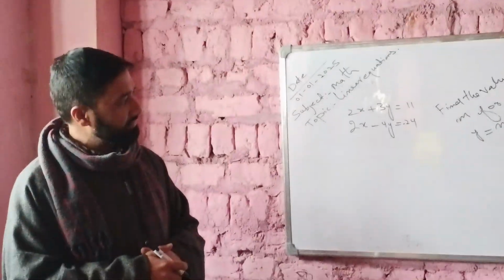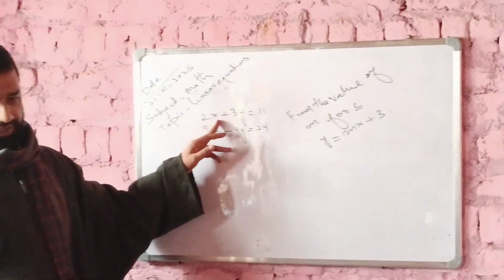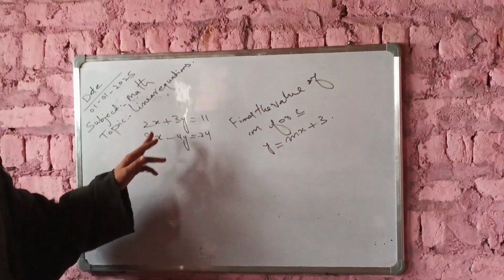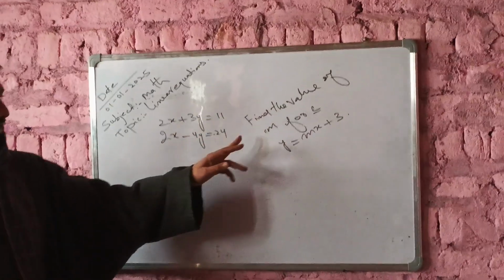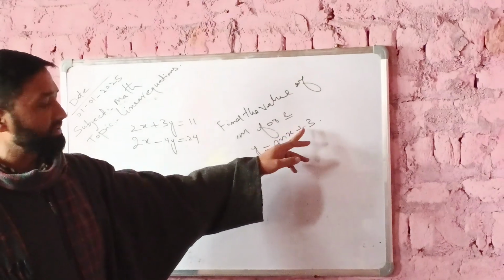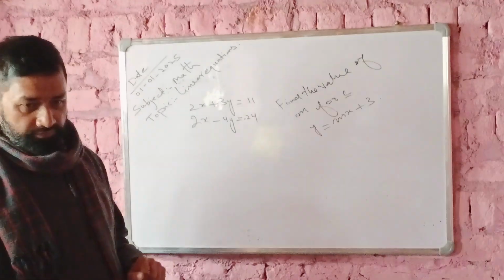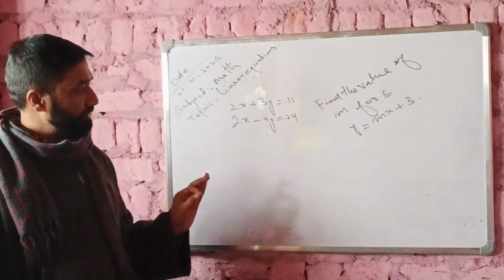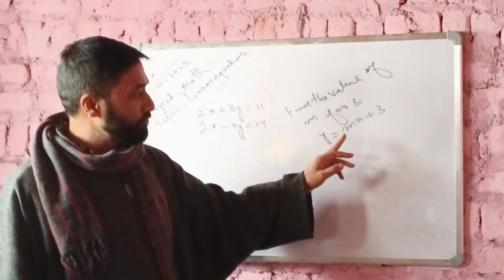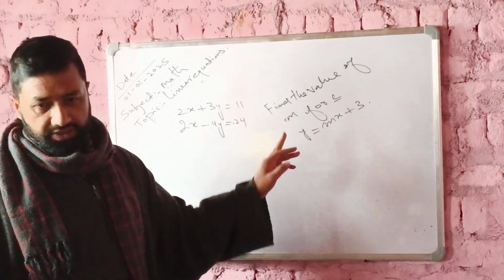Solution of this pair of linear equations implies that we have to find out the values of the two variables x and y. Having done so, there is an assumption: y is equal to mx plus 3. We have to solve this also. I repeat: having found the values of x and y, you have to substitute those values here and you will be able to find the value of m. Is that clear to you?